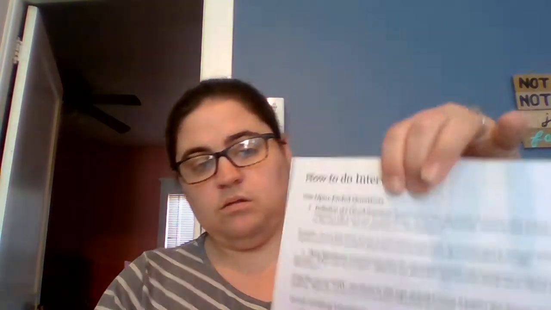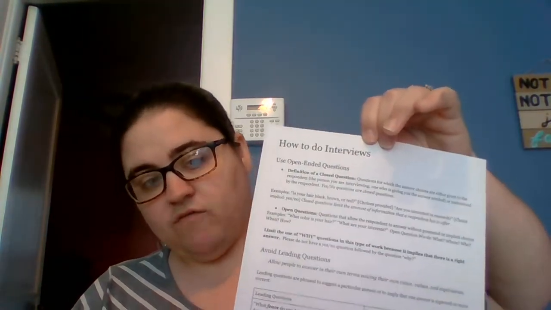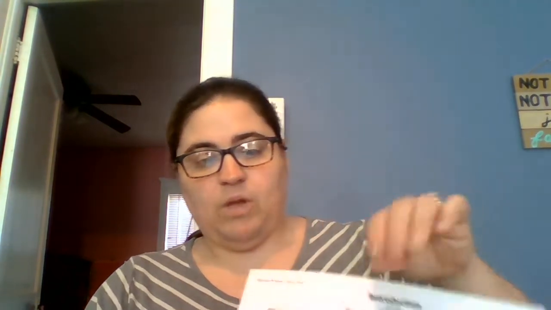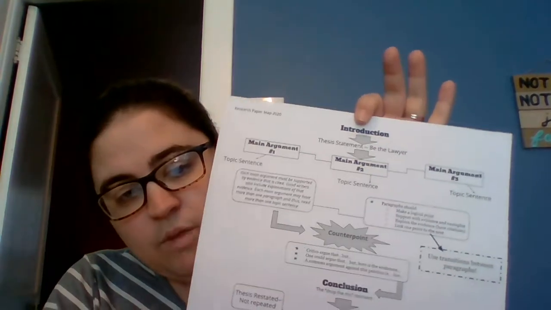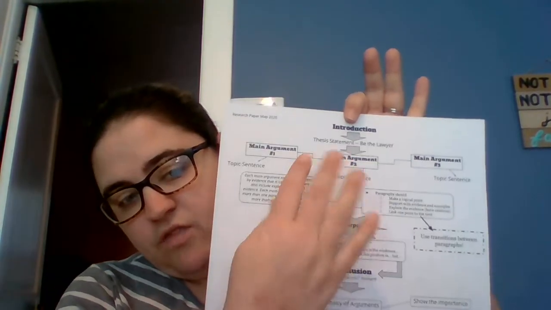And then you have your how-to-do-interview information. That's just how, we're not writing yes or no questions. You have nice open-ended questions so that they can respond. Remember, we're being friendly. So read over that before you start whipping together your questions. We have our map that we had last year. This is from last year, but it just shows how you're going to put your paper together when we get there.